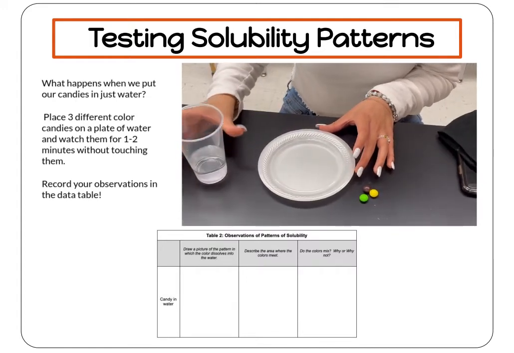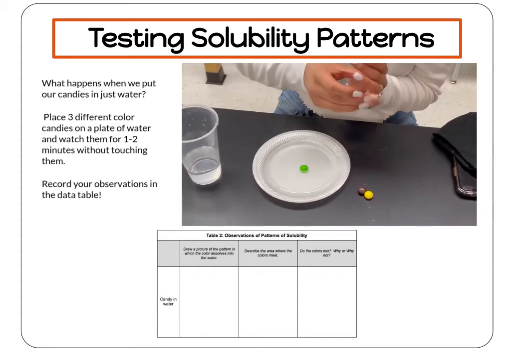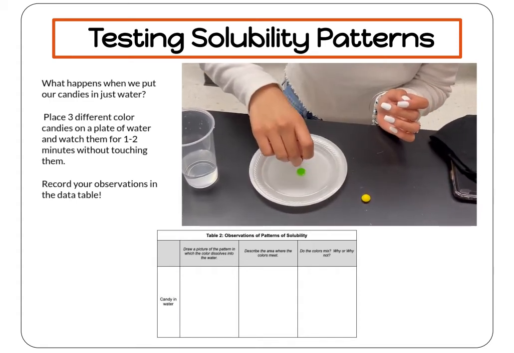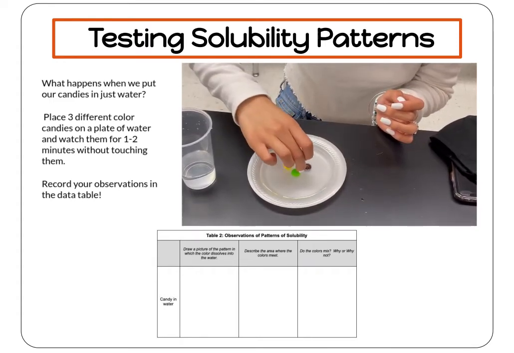Fill a plate with water and place 3 different colored candies in the center of the plate. Watch the candies for about 1 to 2 minutes without touching or moving them. What did you see? Record your observations in Table 2.